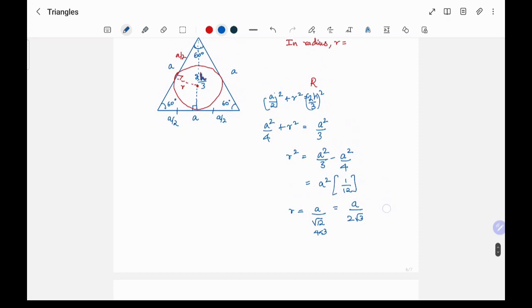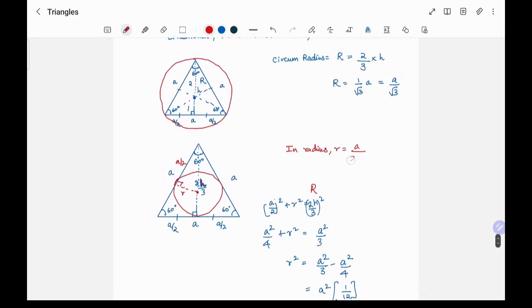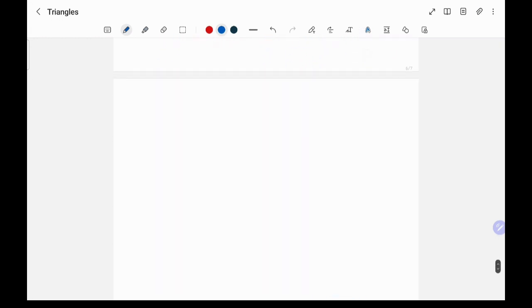So can you see something? The inradius is a by 2 root 3. So if you compare capital R and small r, you see that capital R is 2 times small r. So the circumradius is 2 times the inradius. Okay. So next we'll move to the isosceles triangle.